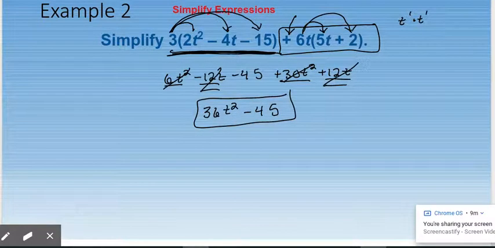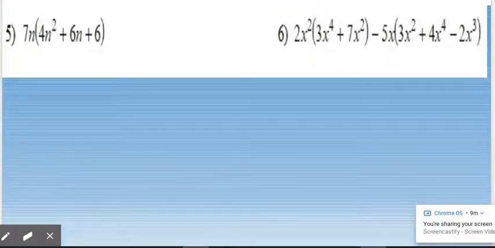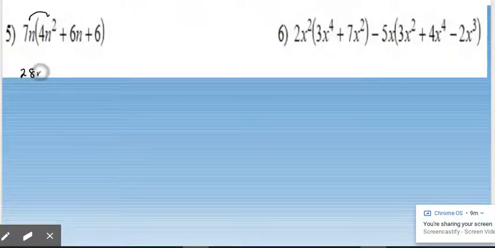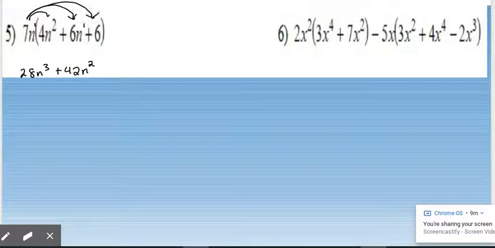I want you guys to pause the video, and I want you to take care of these two problems. Okay, for number 5, we're distributing. 7n times 4n squared is 28n to the third. Don't forget when you multiply n's to add the exponents. 7n times 6n is positive 42n squared. Again, when you multiply the n's, don't forget to add the exponents. And 7n times 6 is positive 42n.